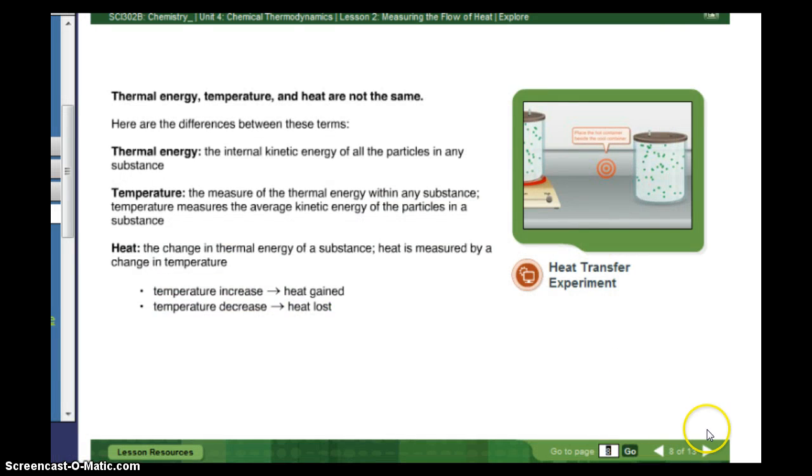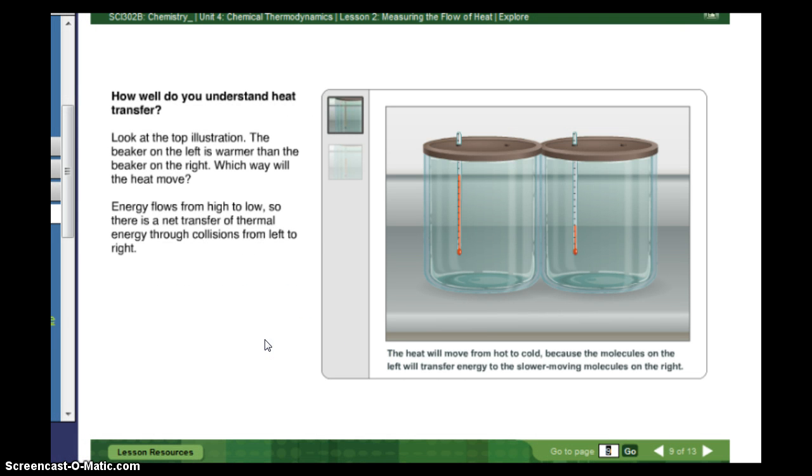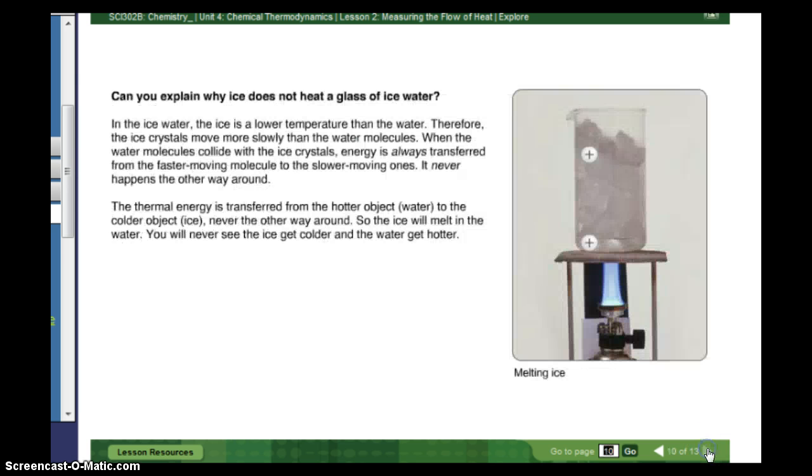All right. How well do you understand heat transfer? Look at the top illustration. The beaker on the left is warmer than the beaker on the right. Which way will the heat move? Energy flows from high to low, so there's a net transfer of thermal energy through collisions from left to right. The heat will move from hot to cold because the molecules on the left will transfer energy to the slower moving molecules on the right. And they will continue to do that until, if you look at the thermometers, they reach equilibrium. So always go from hot to cold.